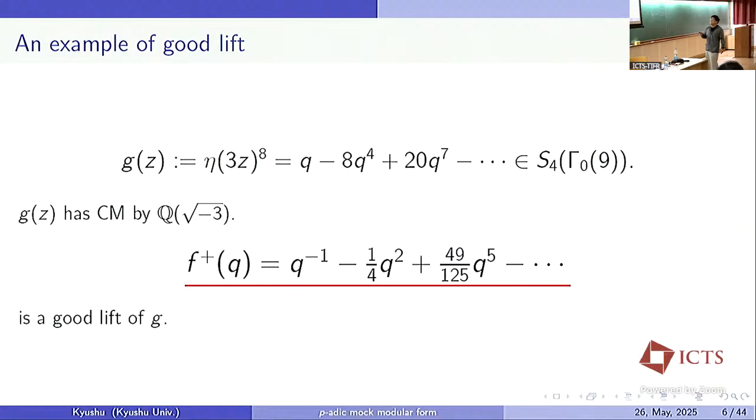Okay, let's see an example of a good lift. Let g(z) be η(3z)^8. And this is the unique normalized newform in S_4(Γ_0(9)). And it is known that g(z) has complex multiplication by Q(√-3). Then this q-series F plus(q) is an example of a good lift of g. And we note that its Fourier coefficients are algebraic.